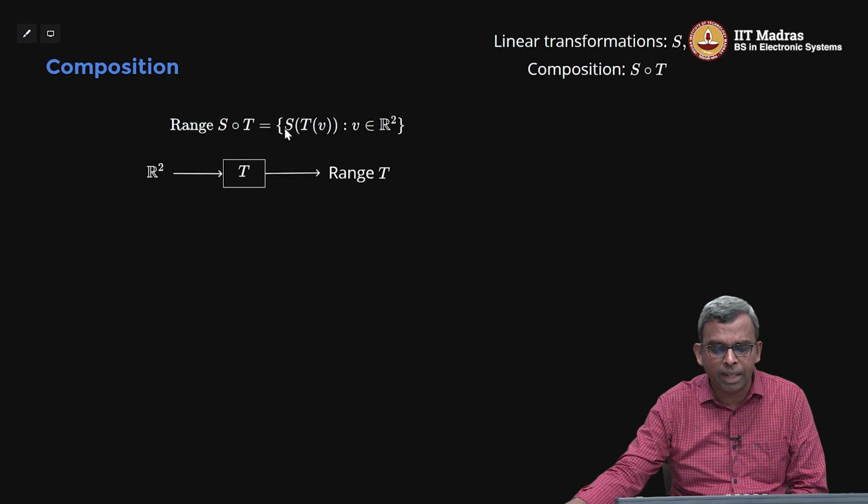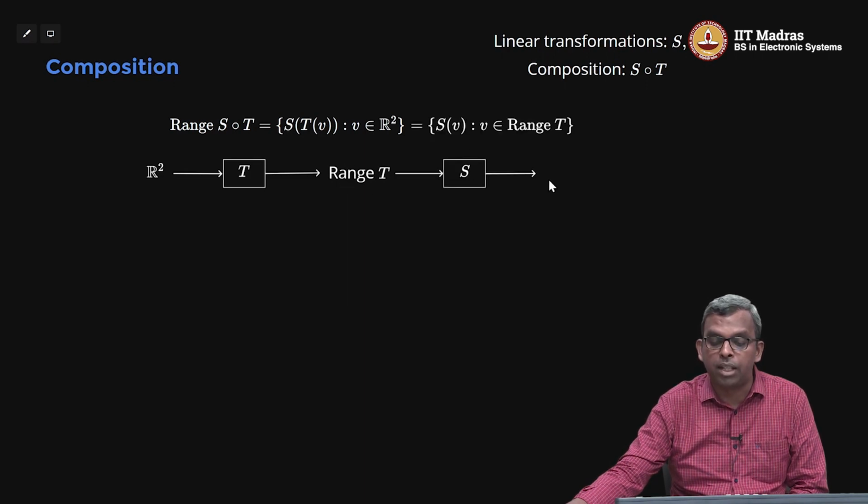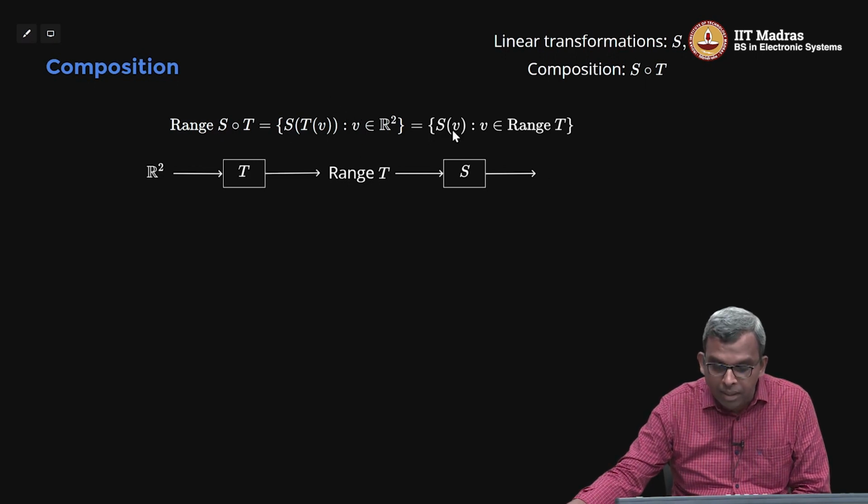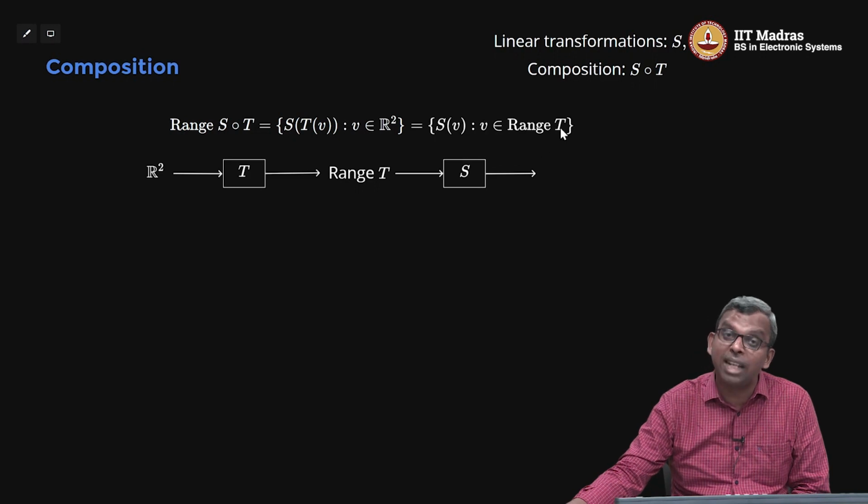Now, what is happening when you hit it with S? The entire R2 is not going through S, right? Because S only sees the output of T. So, only range of T goes through S. This is where the slight subtlety comes in the composition. S will not see the entire R2, it will only see the range of T. So, range of T goes through S and you get the output. This can equivalently be written as S of V, but V now belongs to range of T, not R2. Is that okay? You notice how this subtle change has happened here.